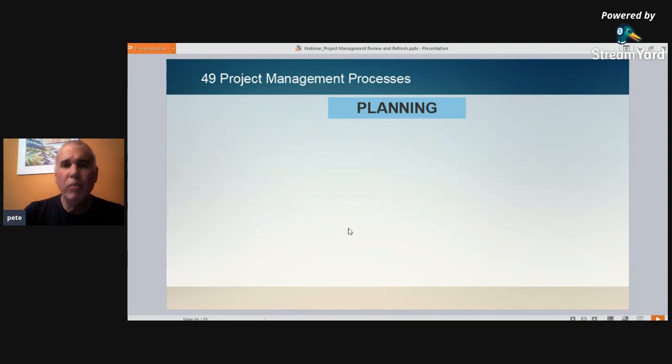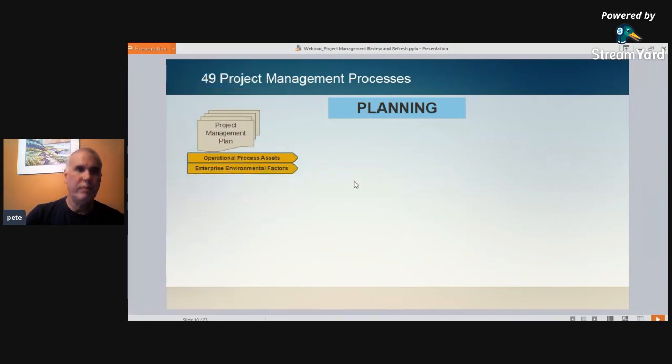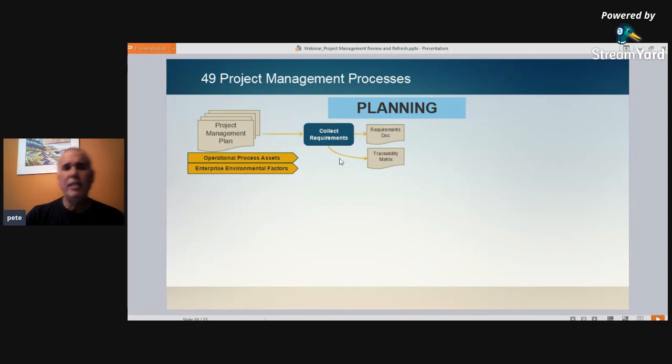A little bit more specific within planning, we're going to get into the detail about what we're building within scope management, right? Scope at a high level can't be built. You're going to have to go and collect requirements to define exactly what it is that you're building. And that will provide you with requirements documentation.